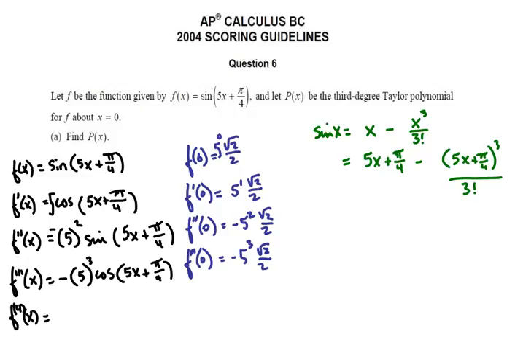Now, the derivative of cosine is negative sine, so those two negatives will cancel. And so we will indeed get 5 to the 4th sine of 5x plus pi over 4, and that will be positive. And the fourth derivative evaluated at 0 would be 5 to the 4th root 2 over 2. So we have enough information to begin working on this now.